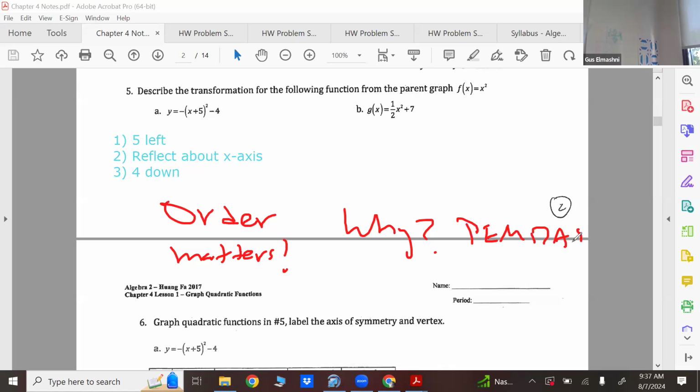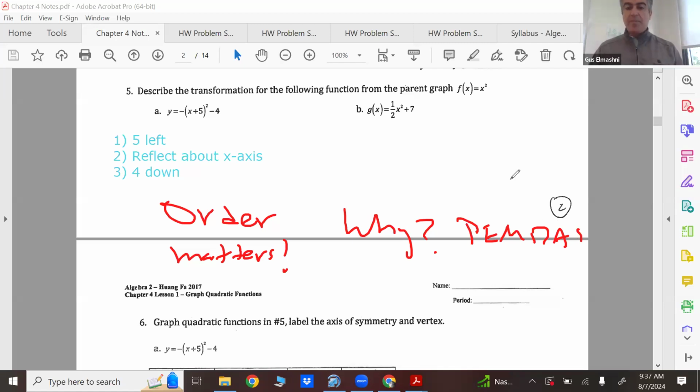If you don't follow this order, the graph will not be in the right place. If you were to literally take y equals x squared and move it 5 left, reflect, and then go 4 down, you get the right thing. If you mix it up, you get a much different location. So it actually does matter, and I don't bend on this at all. As an Algebra 2 teacher, I will take out points if you mess up the order. It is very important, because I want you to get the right answer, right? Some things I'm more lax about, but this I'm not. I'm very rigid about this.